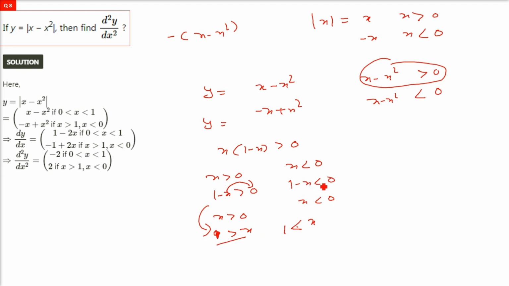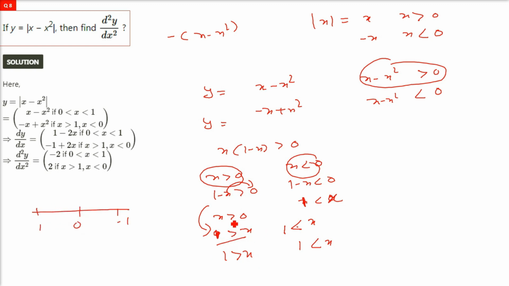Same thing will be done for x minus x square less than 0. That I'll leave for you. So you have to understand it very carefully, right? Now you see, we have to take the intersection of all these: x greater than 0, x less than 0, x greater than 1, x less than 1. What are you going to get? So this seems to be impossible, but let me show it to you here.